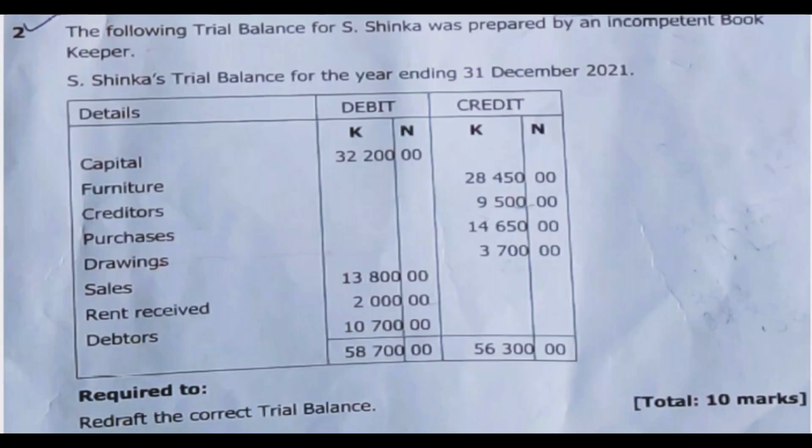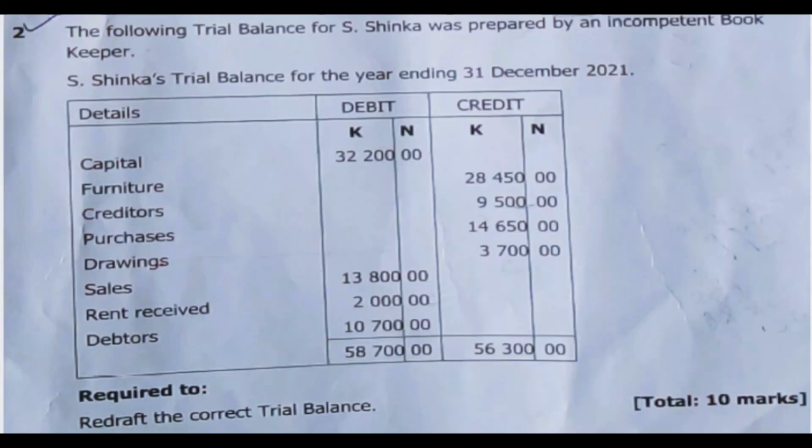Okay, question 2 is as follows. The following trial balance for S. Shinka was prepared by an incompetent bookkeeper. So we should take time and study the trial balance. So we have got S. Shinka trial balance for the year ending 31st December 2021. So we have got details, debit, credit, kwacha sign and ngwee signs in both columns.